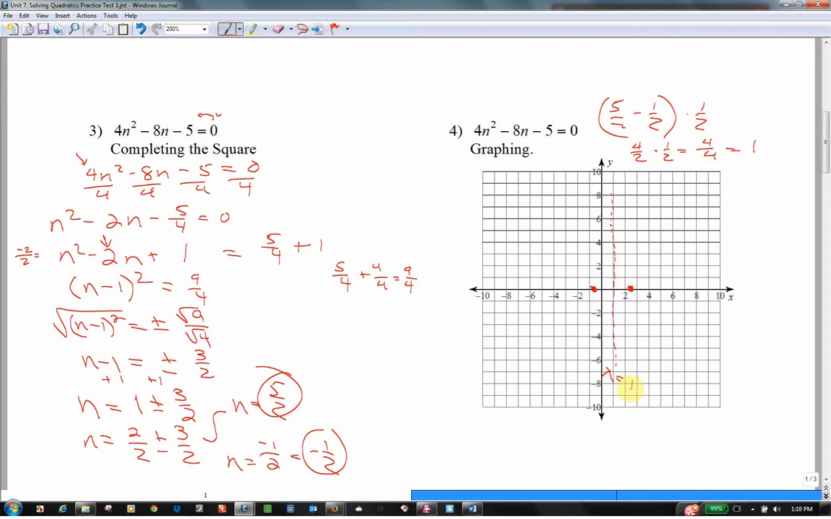So now to find the vertex, I simply plug 1 into the equation. I would get 4 times 1 squared minus 8 times 1 minus 5 equal to y. Now it's not equal to 0. I'm trying to find the y value of the vertex. So 1 squared is 1, times 4 is 4. Minus 8 times 1 is 8. Minus 5. That would be 4 minus 8, that's a negative 4 minus 5. That's a negative 9. So my vertex is 1, negative 9.